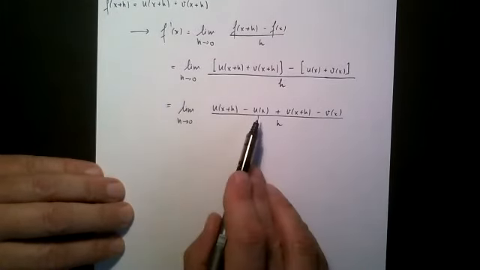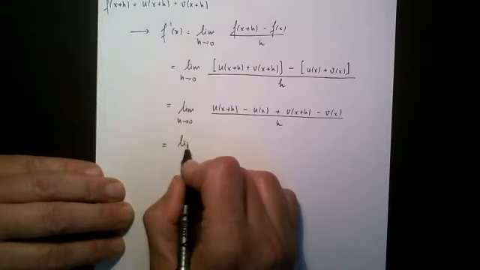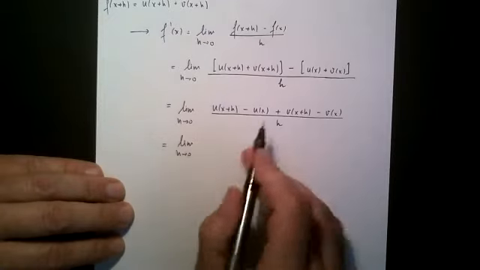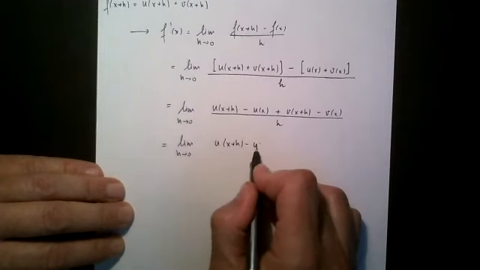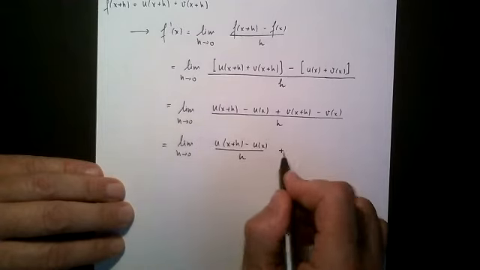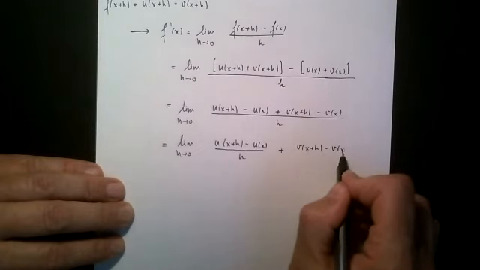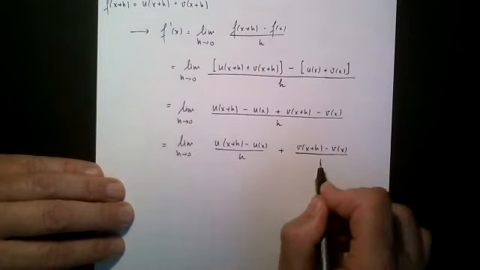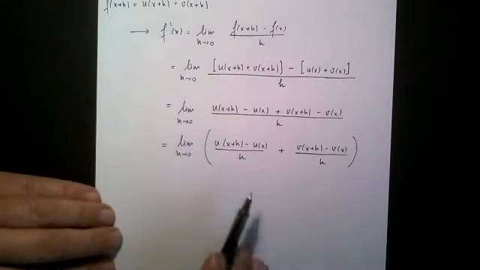So now I could separate this into two fractions. So I'm going to go like this. Limit h approaches 0. The first fraction I will write u of x plus h minus u of x over h, plus the second fraction v of x plus h minus v of x over h. Okay, so the limit of all this. You see I did not change anything because it's the same denominator.